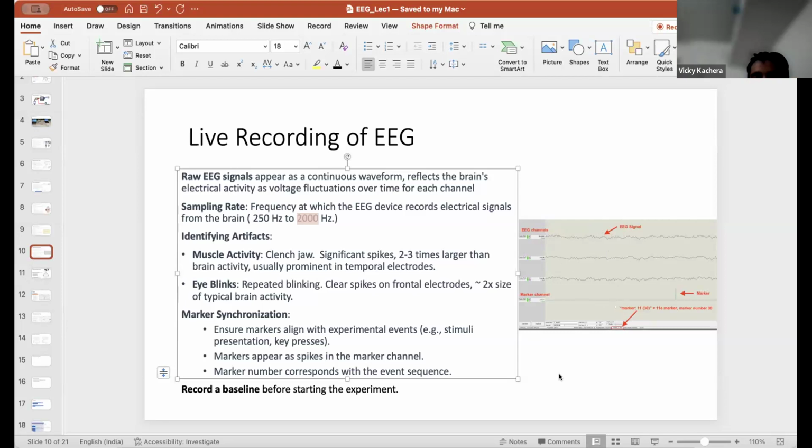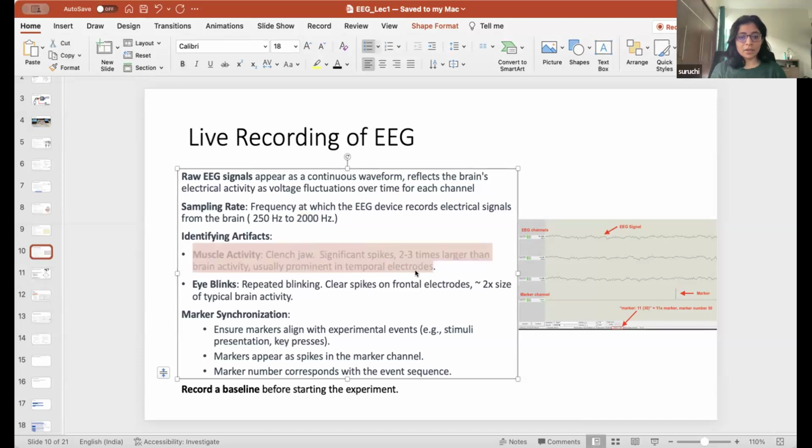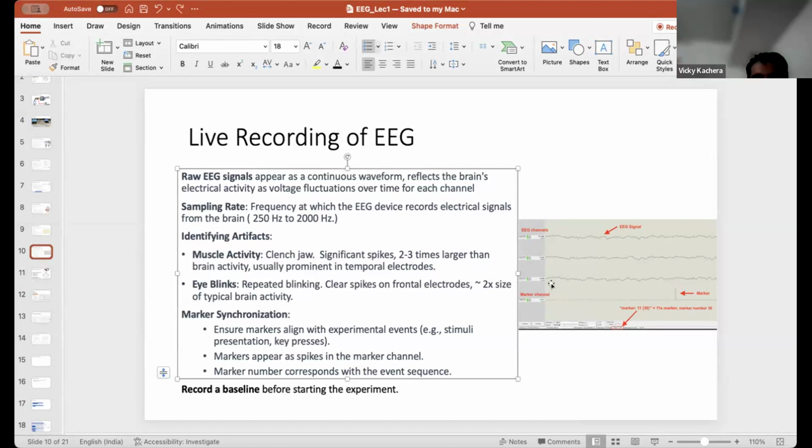Yes, eye blinks. We did this thing, eye muscle blink activities. But I found something interesting. So this you can try. Clench. Apparently, a clenched jaw produces an activity which is 2 to 3 times larger than the brain activity. So if you're seeing waveforms like this, and you ask them to clench their jaw, you will see something which goes 3 times higher. And in most of the electrodes, you'll see that. So try that next time. And it says it is usually prominent in the temporal electrodes.